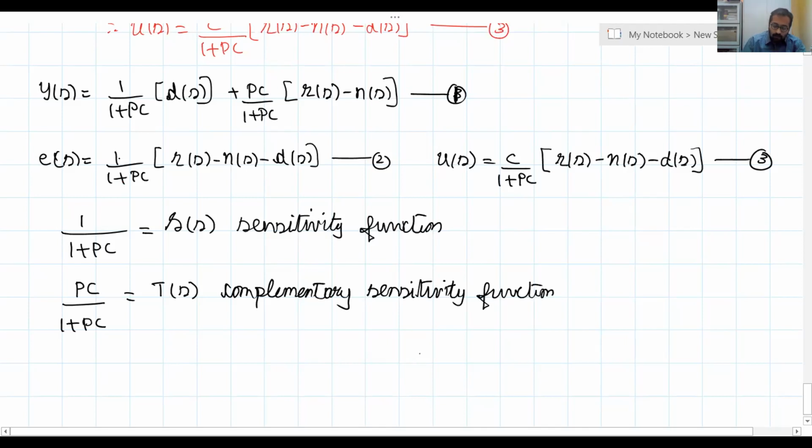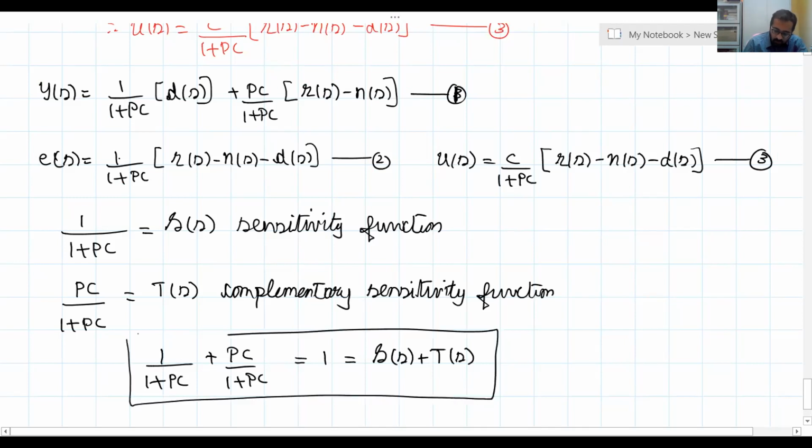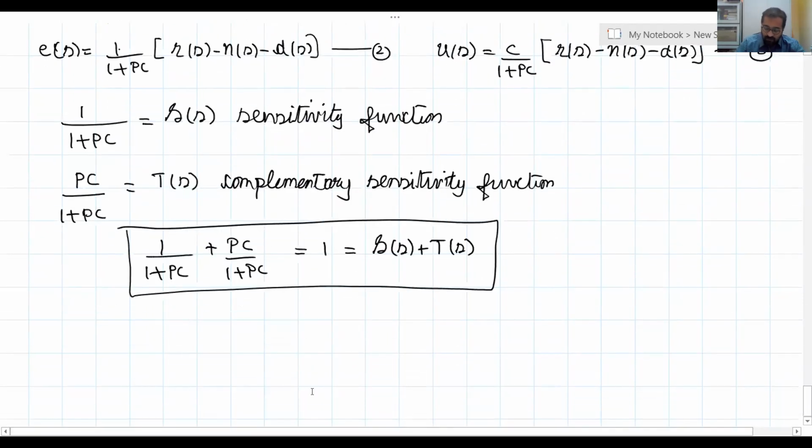Now let me add these. What will I get? 1 by 1 plus PC plus PC by 1 plus PC. When you add these two, what will you get? Equal to 1. So when you add the sensitivity function and the complementary sensitivity function, you must get unity. So this is basically a trade-off, a fundamental trade-off in control system design.